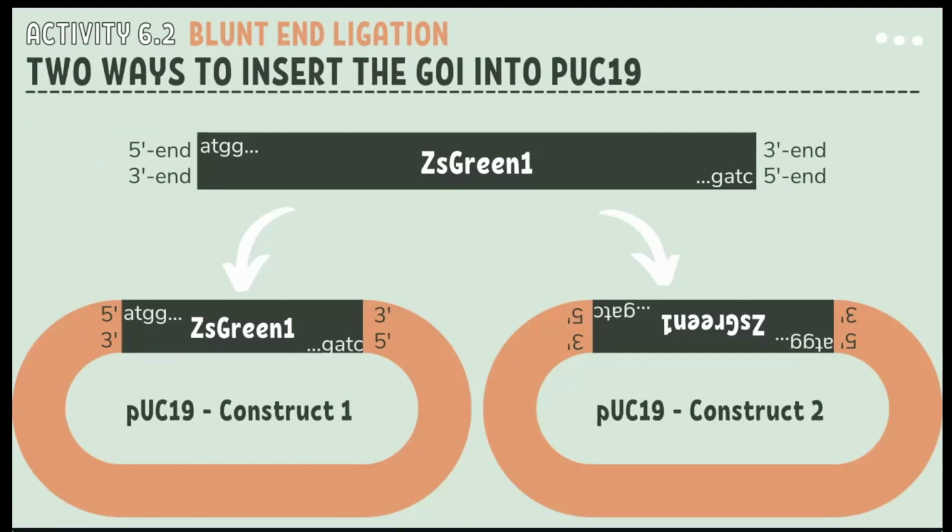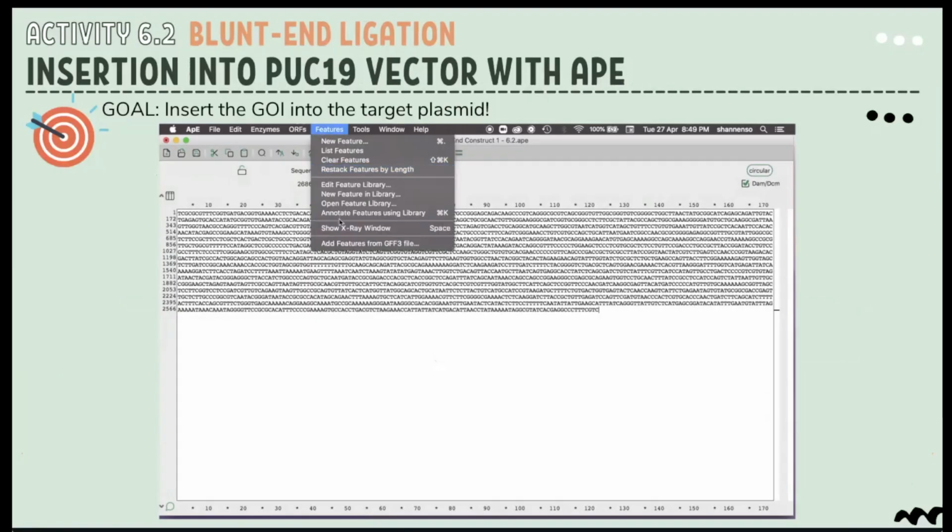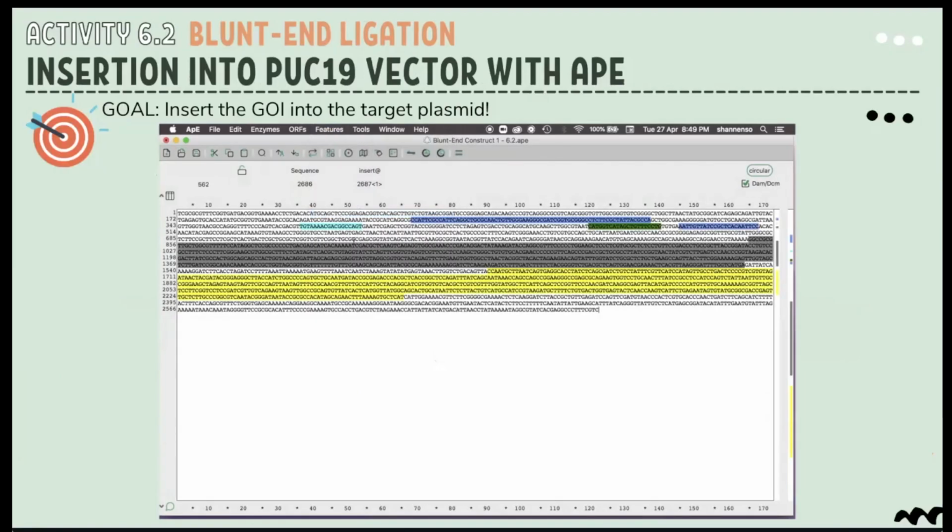Now, there are two ways to insert the amplicon into the receiver plasmid. We could either insert it through the direction as in construct 1, or have it flipped as in construct 2. Through APE, we open the sequence of the receiver plasmid. We see the common features by going to the Features tab, then annotate features using library. We go to the Enzyme tab and select SmaI, which is the blunt end restriction enzyme that we will choose to cut the plasmid.